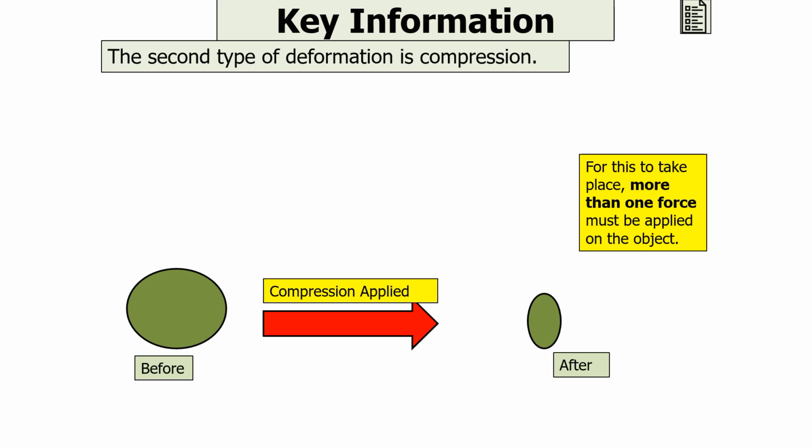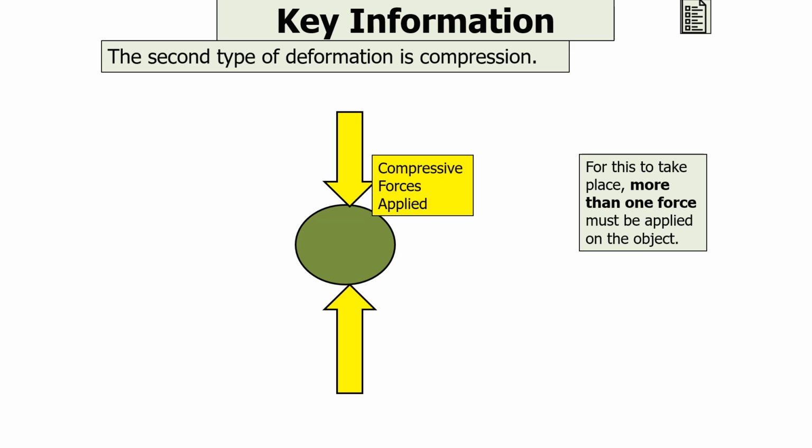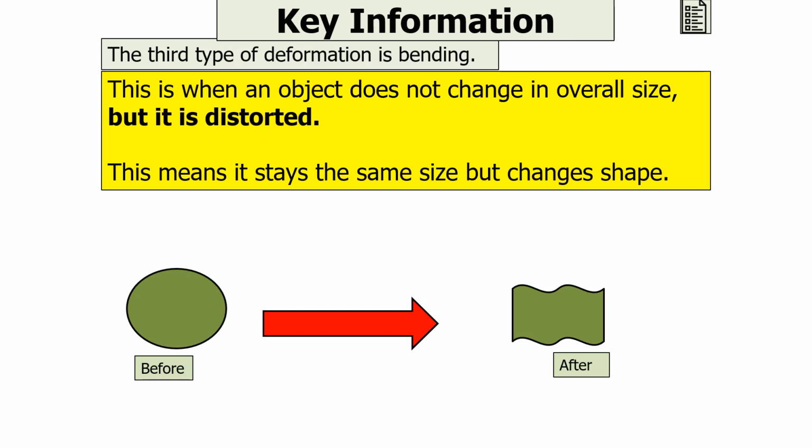Now once again, for this to take place, more than one force must be applied to the object. So you'll see in this situation we have two compressive forces applied on this object, and these will cause balanced inward forces. Now the third type of deformation is bending.